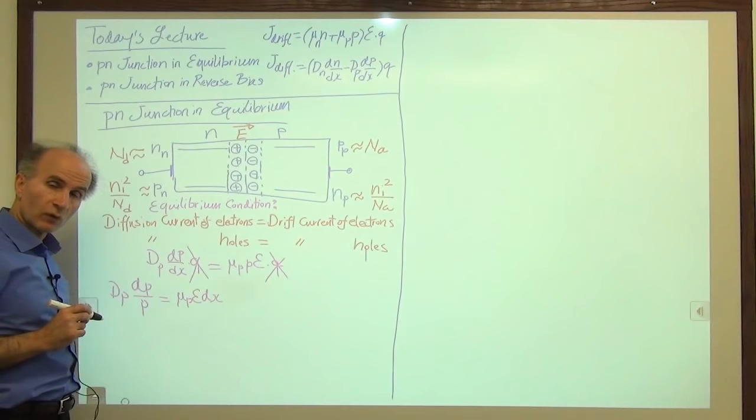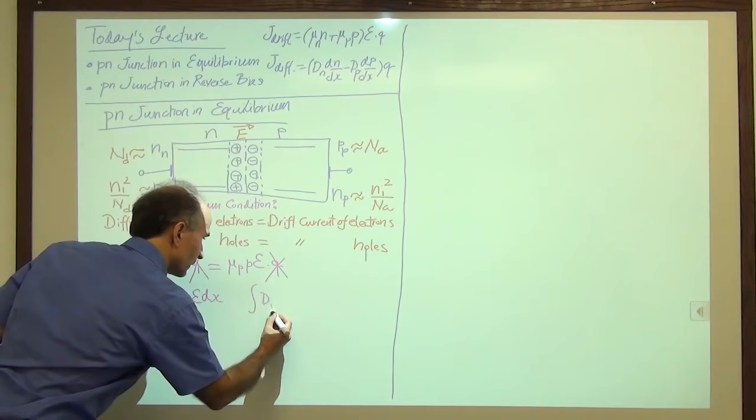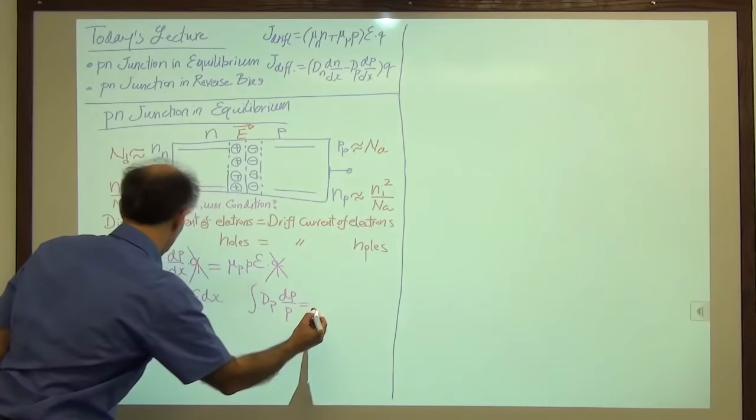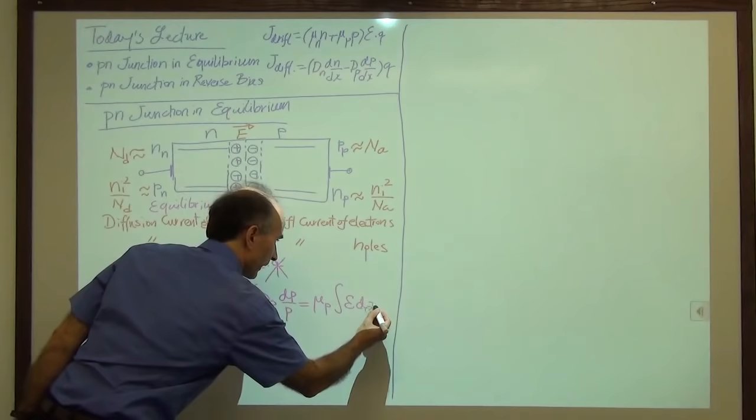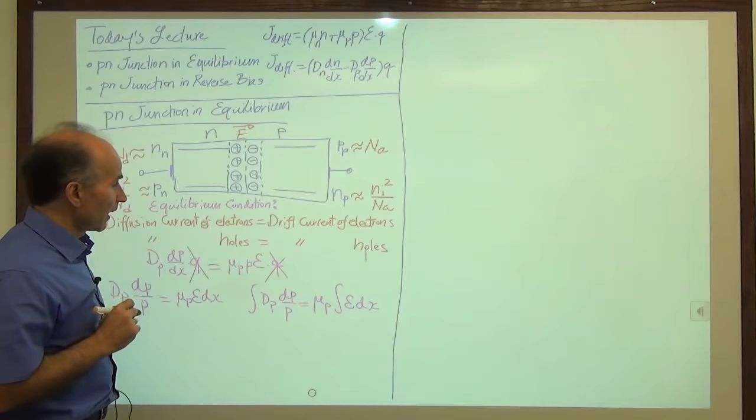So what do we do with this equation? Well, let's integrate. We will integrate both sides. So we integrate dp over p is equal to mu p integral of E dx. We integrate both sides. Now, we are integrating from a certain limit to a certain limit, so we have to look at our integration limits. I will perform this integration from here to here.